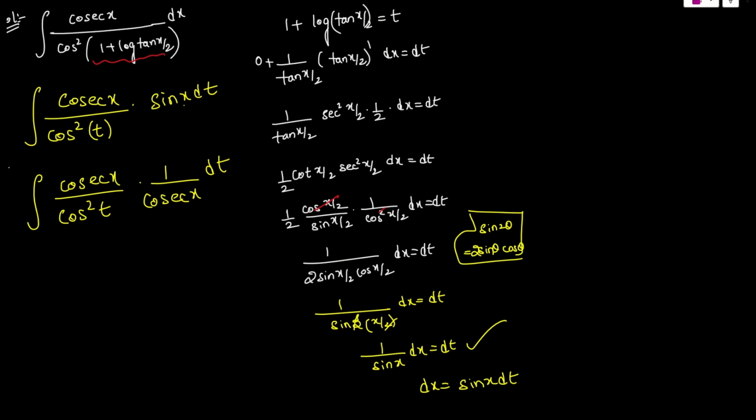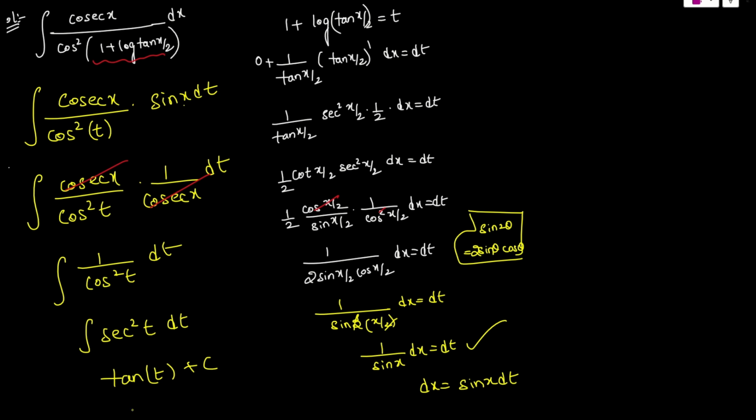Why am I writing this? Because I can cancel cosecant x here. So finally I got 1 by cos square t into dt. We know that 1 by cos square is secant square, so the integration of secant square t dt. We know that the integral of secant square is tan. So I'll write it as tan t plus c.